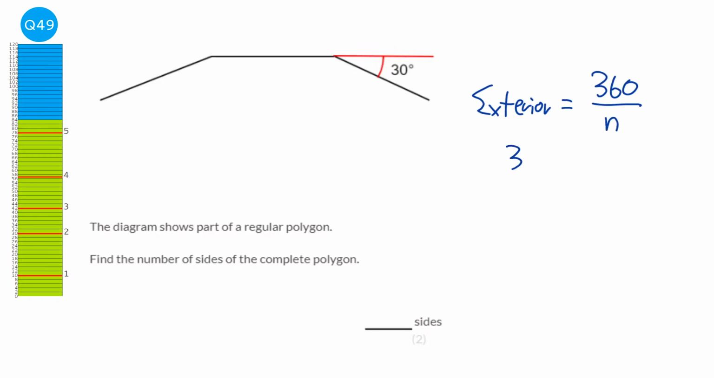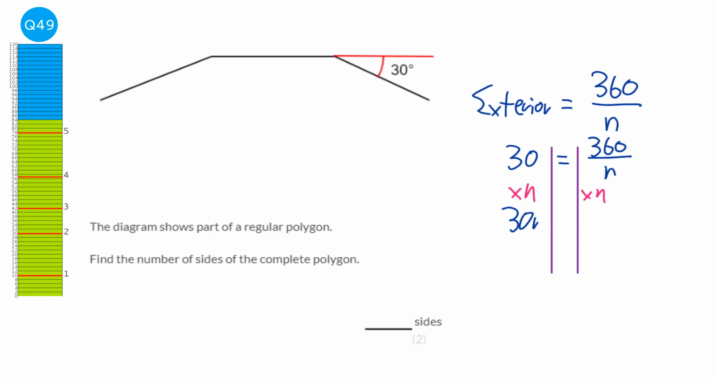The formula for an exterior angle for a regular polygon is 360 divided by the number of sides. Now here we're given the fact that the exterior angle is 30 and we're looking for n, so we just need to rearrange the equation. We can times both sides by n, and then divide both sides by 30. And so we've got n equals 360 divided by 30. And when you do 360 divided by 30, we get the answer of 12. So it's a 12-sided shape.